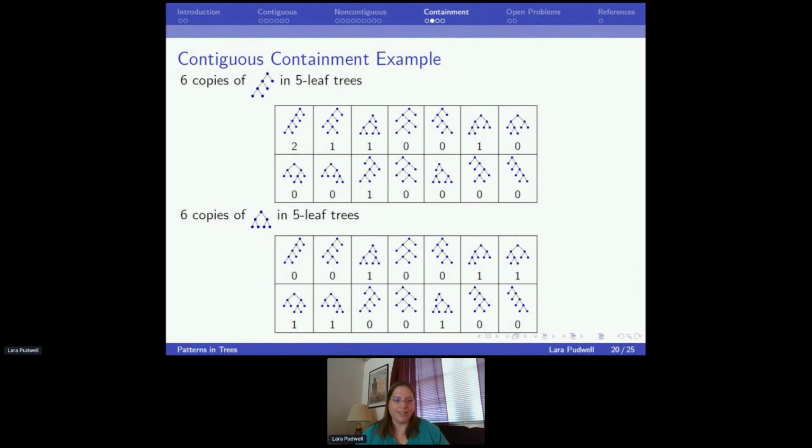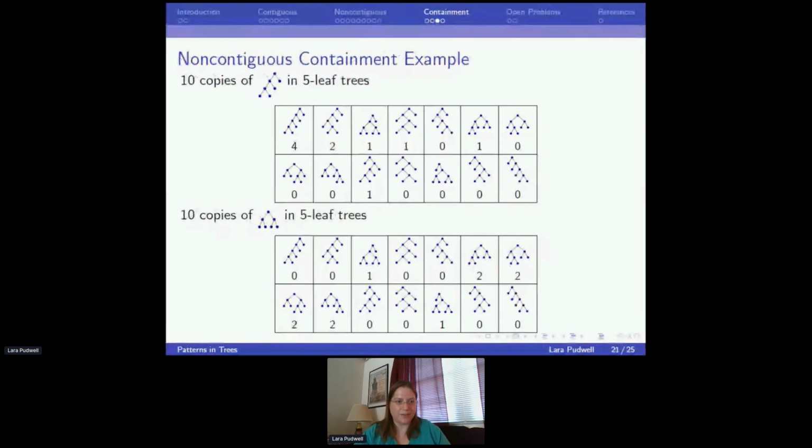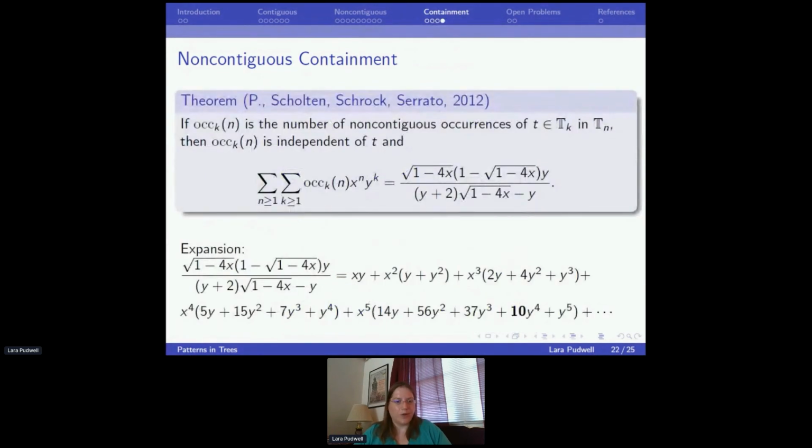What happens when you switch to non-contiguous? Well, you experiment and look for patterns, and we noticed the same phenomenon: what seemed to matter was just the number of leaves. No matter what 2 k-leaf trees you had, you seemed to get the same total. And so a result of another summer's work was that we actually found a 2-variable generating function where the coefficient of x to the n, y to the k ends up being the number of times a k-leaf tree is contained in the set of all n-leaf trees. That 10 is bold because it matches that 4-leaf tree's number of copies inside of all 5-leaf trees.